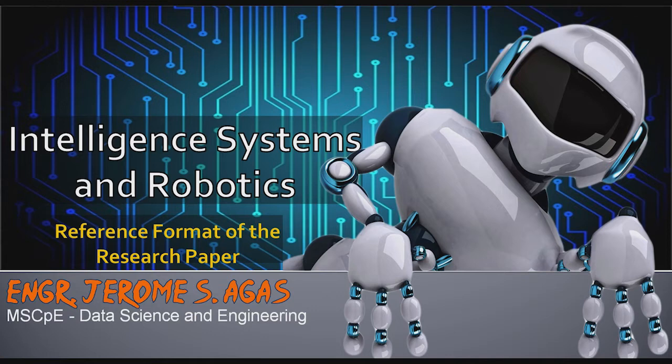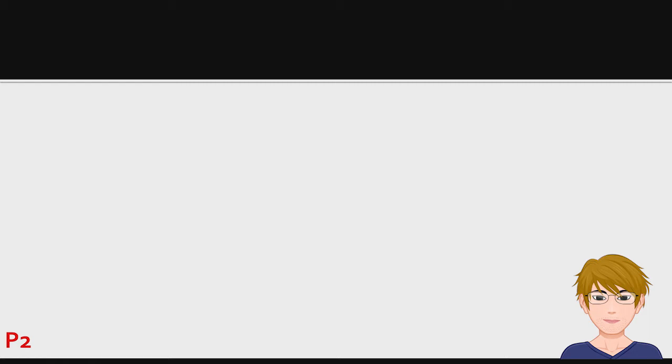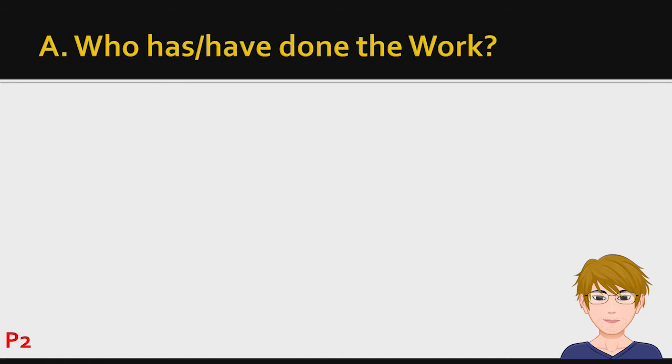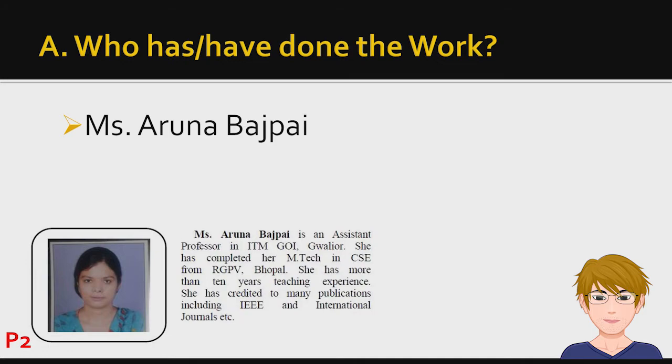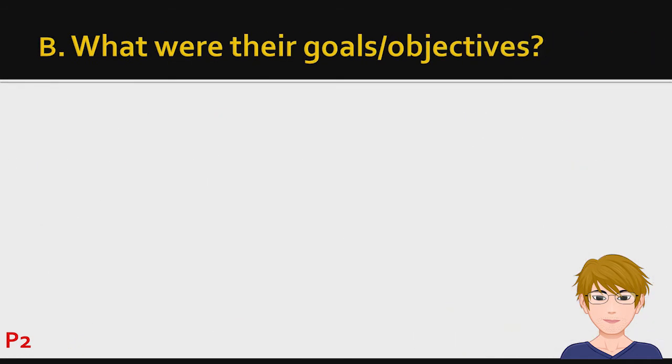So, this is the reference format of the research paper. Paper number 2, the title is The Importance of Fuzzy Logic and Application Areas in Engineering Research. Who have done the work? One is Miss Aruna Bajpai, and the second is Mr. Virendra Singh Kushwa.